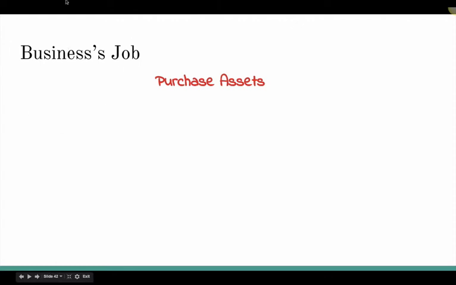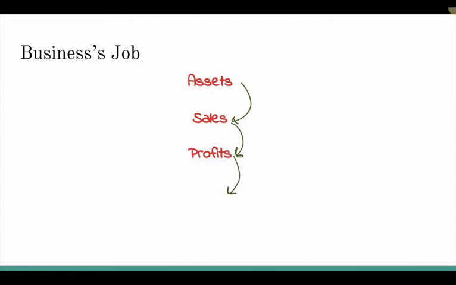All right, so let's go into the job of a business. So what a business actually is supposed to do. So we're gonna tie this together a little bit more, but in a way that doesn't necessarily use the dials. So what's a business's job? First thing, they're going to purchase assets. Then those assets need to be converted from assets into sales. Those sales need to be converted into profits, and the profits need to be converted from profits into cash.